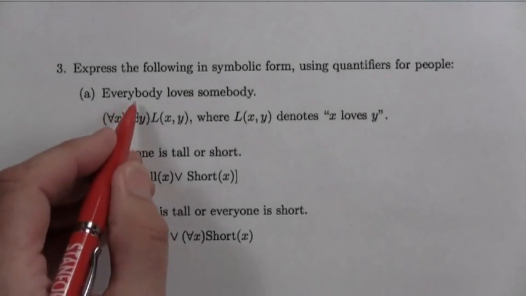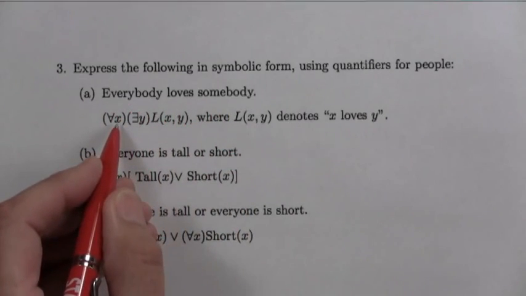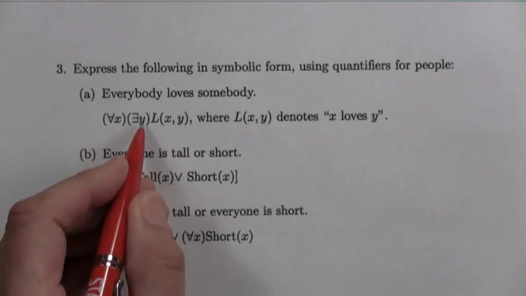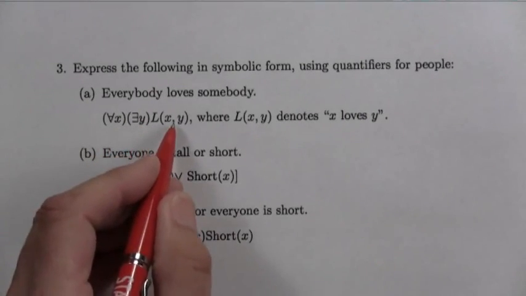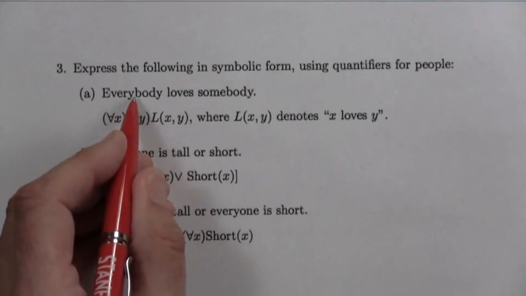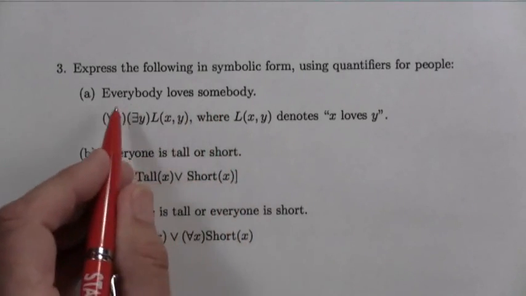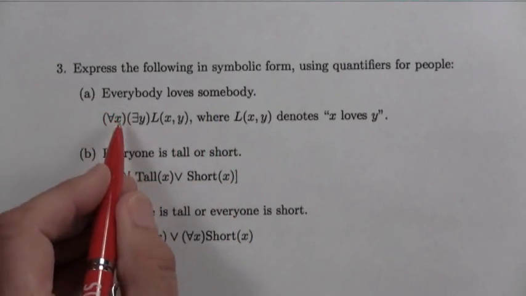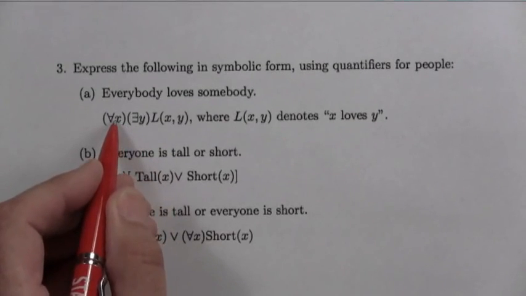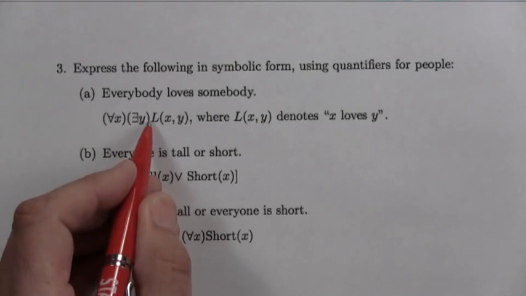Question 3, everybody loves somebody. Here's how I interpreted that. For all people x, there is a person y such that x loves y. For every person, there is a person they love. The person they love will depend on the person you start with. The y will be different perhaps from one x to the next x. Give me an x, I'll find a y. Give me a person x, I can find a person y such that x loves y.